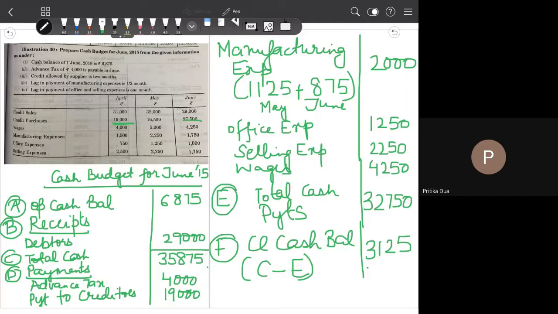Okay, so hopefully this is clear to everyone. From your exam point of view, the most important budgets in this unit are cash budget and fixed and flexible budget. So we will be practicing majorly questions from these two topics. Let's take up one question.